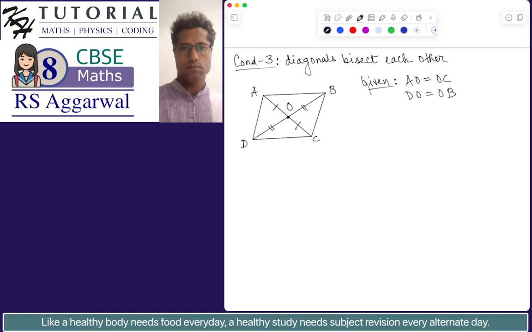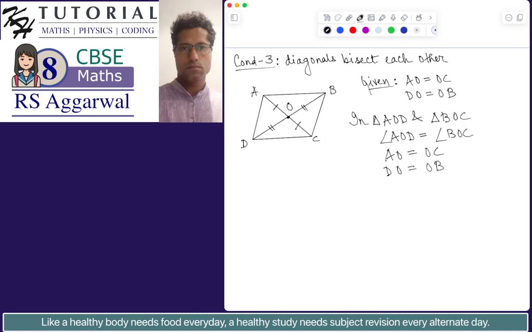We need to consider triangle AOD and triangle BOC. We have the vertically opposite angles equal, that is angle AOD is vertically opposite to angle BOC, so they will be equal, and we have AO equal to OC and DO equal to OB.